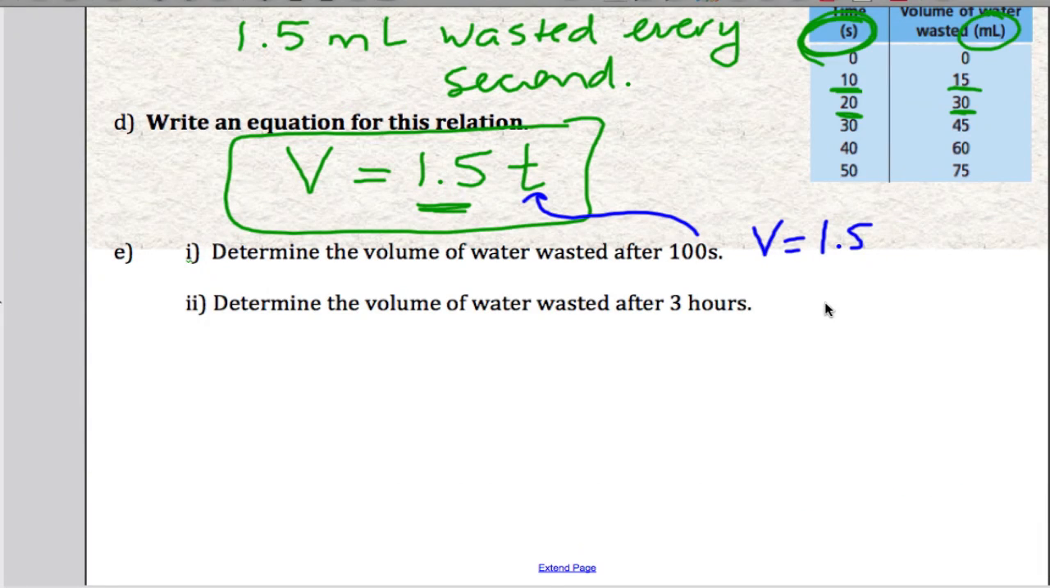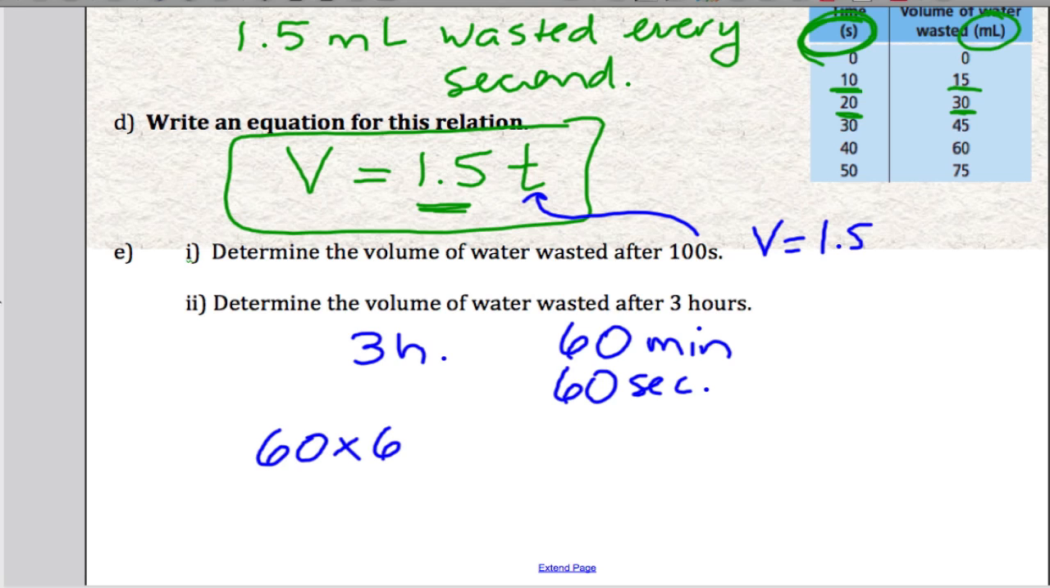Okay, and then how much would be wasted after 3 hours? Well, 3 hours, you have to figure out how many seconds that is. Okay, that's kind of tricky. All right, I know that there's 60 minutes in an hour, and I know that there's 60 seconds in a minute. A quick way to do this would be to figure out how many seconds are in 3 hours. So I could take 60 seconds times 60 minutes times 3 hours, and I get 10,800. So there's 10,800 seconds in 3 hours.